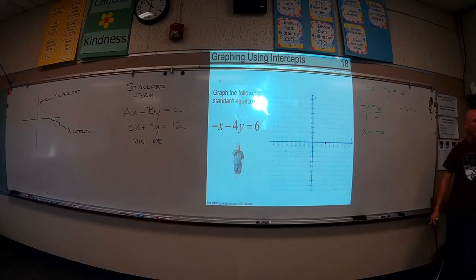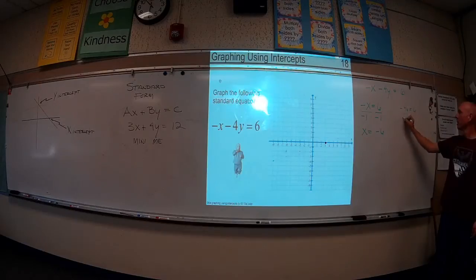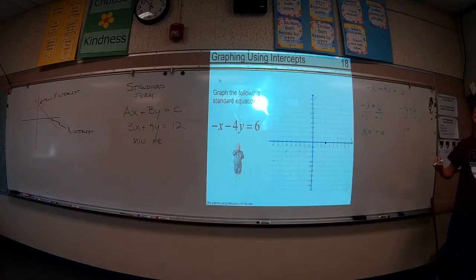I haven't called on you yet today, have I? Okay, it's your turn then. Dividing both sides by -4. That leaves me with y equals -1.5. That's okay, you can plot that, right? Yeah. Okay, go plot it.